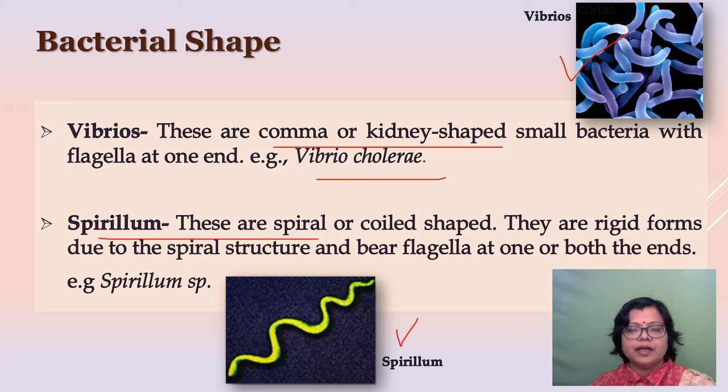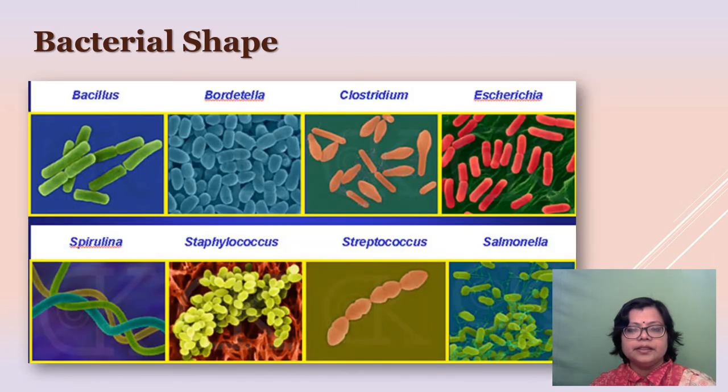So what have we learned? We have learned that there are 4 types of bacteria on the basis of their shape: cocci, bacillus, vibrios, spirillum. Right? This slide represents various types of bacteria like bacillus, spirillum, spiral shaped, staphylococcus. Looks like grapes, isn't it? So unique.